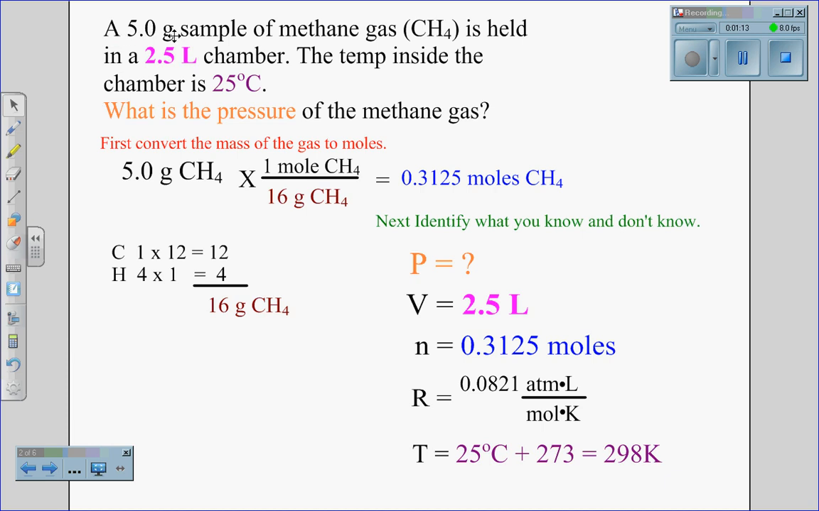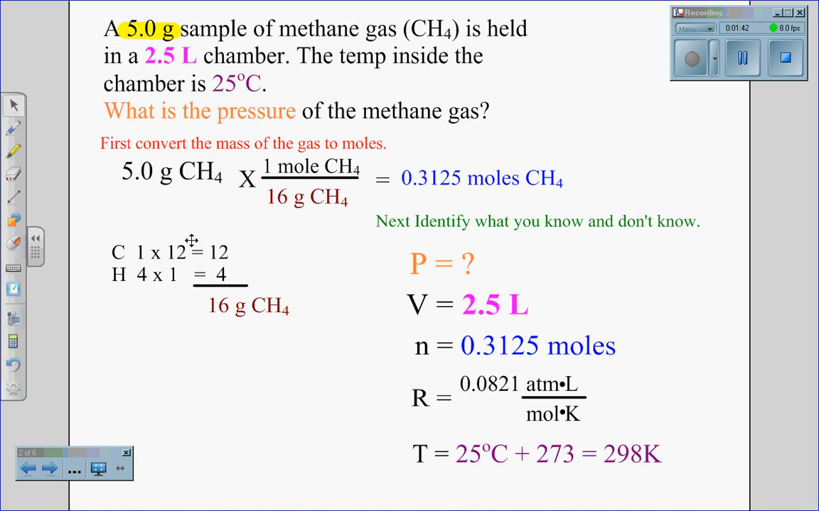In this sample problem, a 5-gram sample of methane gas, CH4, is held in a 2.5 liter chamber. The gas inside the chamber is at 25 degrees Celsius. What is the pressure of the methane gas? The first thing we need to identify is that we have a 5-gram sample of methane. Knowing that we have a 5-gram sample, we know we must convert to moles of methane.